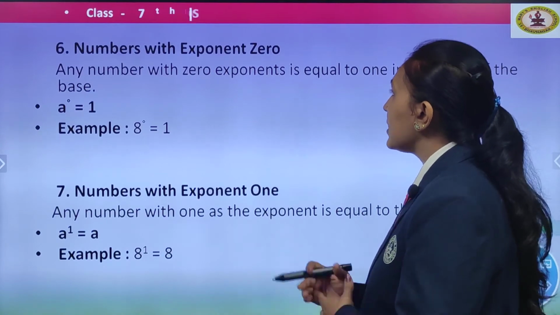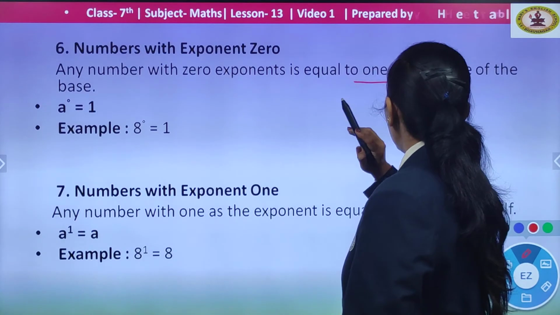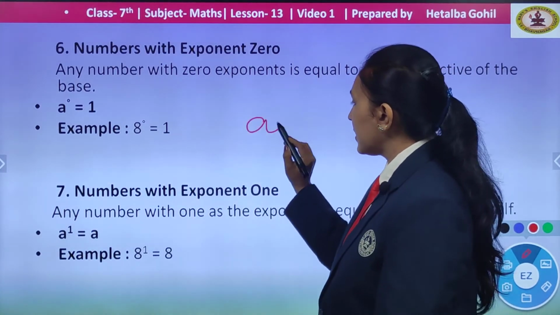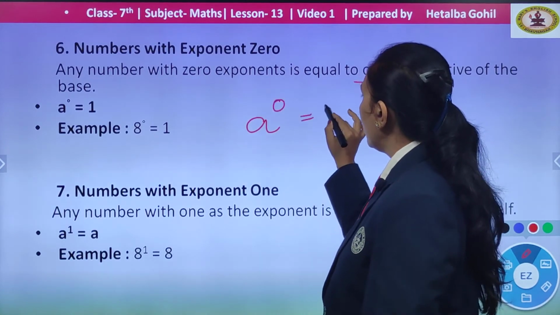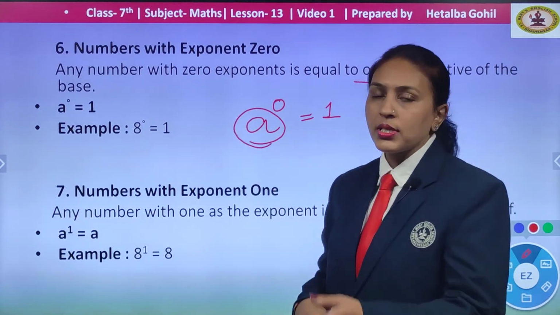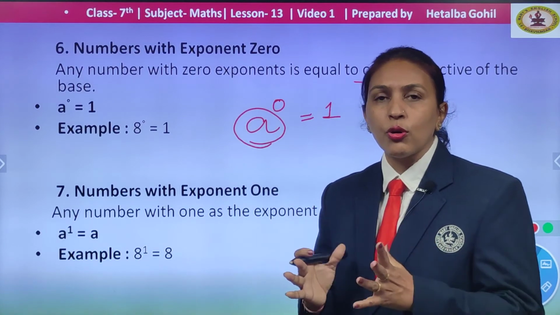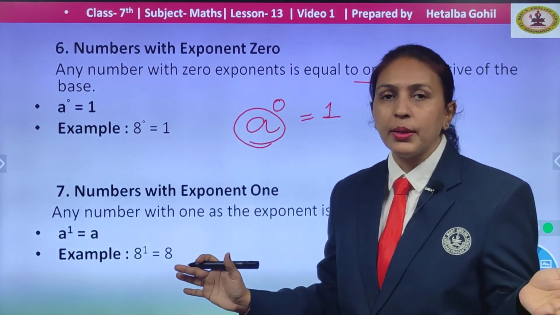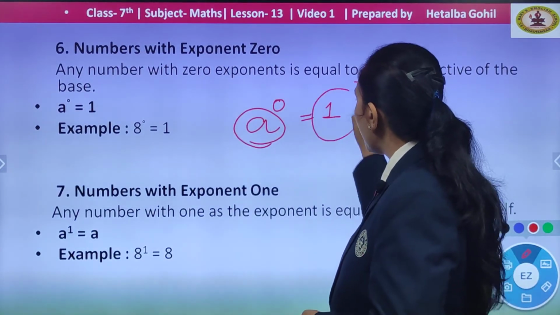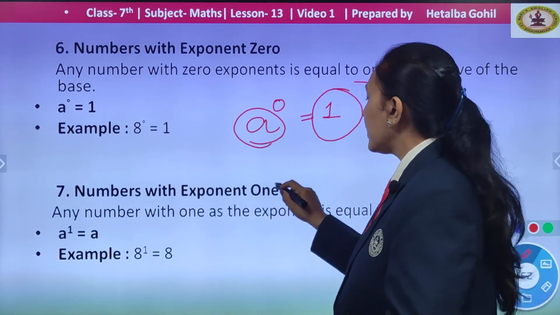Numbers with exponent 0. Any number with 0 exponent is equal to 1, irrespective of the base. Here the base may be any positive number, negative number, it may be ones, tens, lakhs, thousands, crores. No worry children, whatever the big number is, if your power is 0, your answer will always be equal to 1 only.